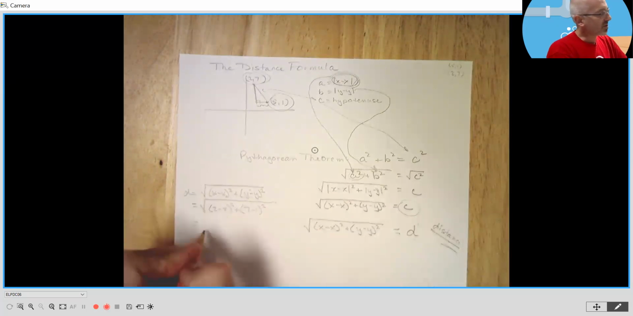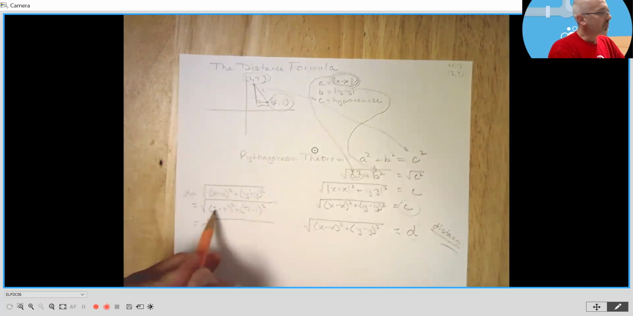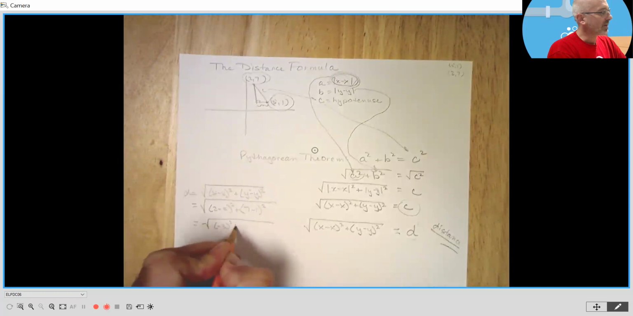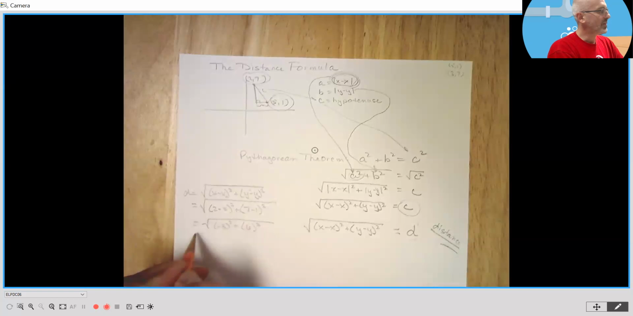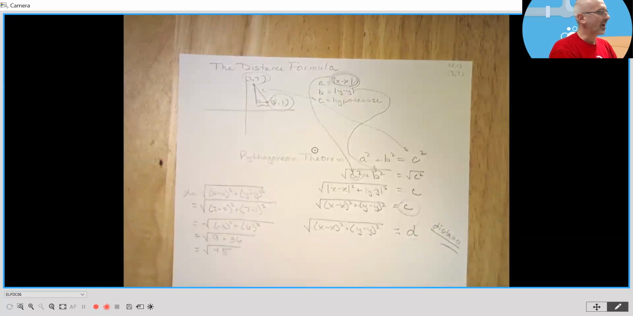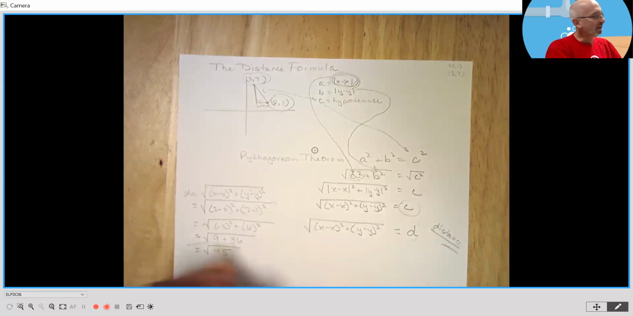So now we are going to start to simplify. We do our parentheses: 2 minus 5 is negative 3 squared, and 7 minus 1 is 6 squared. I'm going to continue to simplify. That's the square root of 9 plus 36, which is the square root of 45. You can figure that out in your calculator, rounded to the nearest tenth. That would be fine. So this would be our distance.